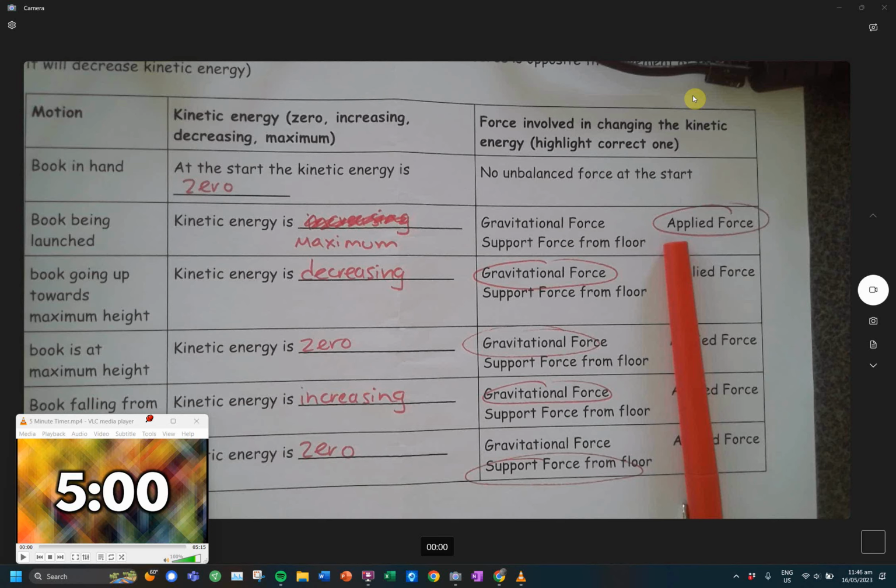Here's the assessment template so you guys know how you're getting marked.